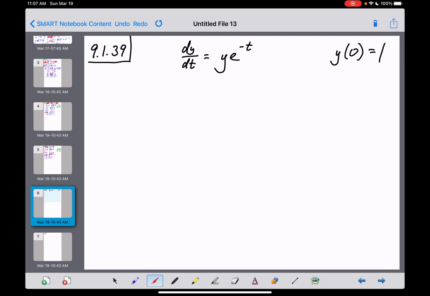Okay, in number 39, we have an initial value problem. They did give us one ordered pair that this original graph passes through, that being (0, 1), so we're going to be able to solve for C eventually. But first we've got to separate our variables here.